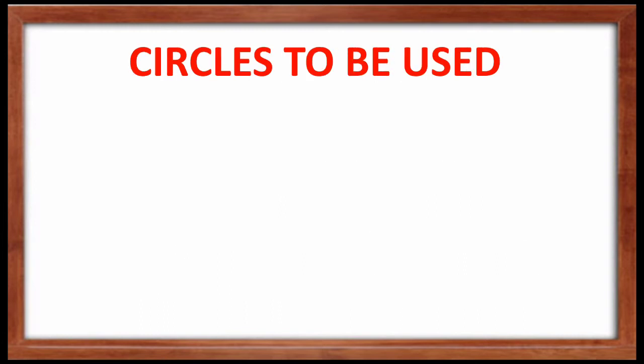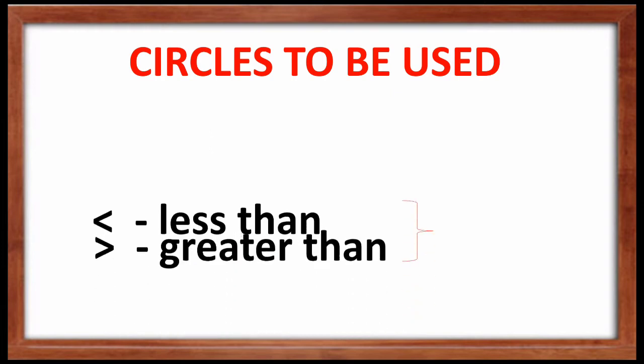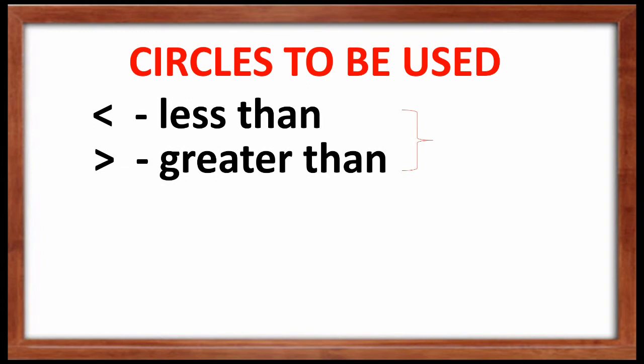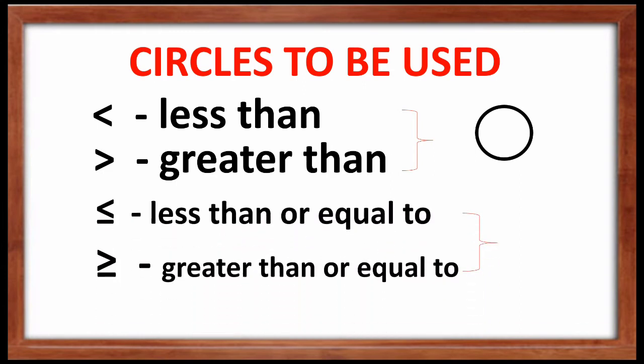What about the circles to be used in illustrating and in graphing inequality? First group, we have less than and greater than. We will use this circle, the circle without shade. The second group, we have less than or equal to and greater than or equal to. We will use this circle, the solid circle or the circle with shade.